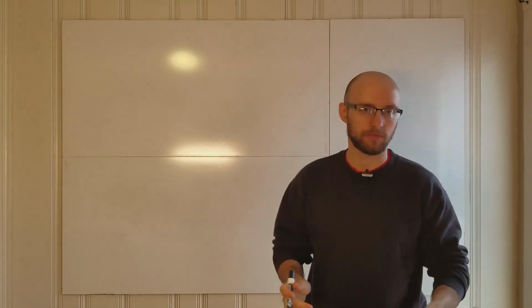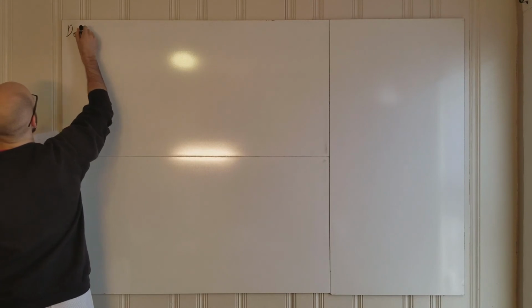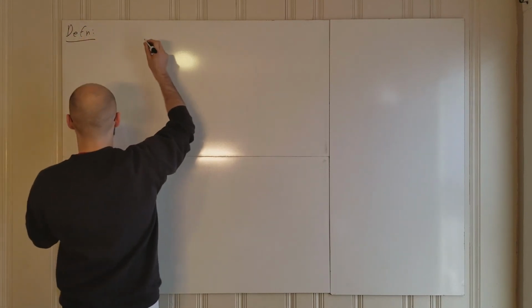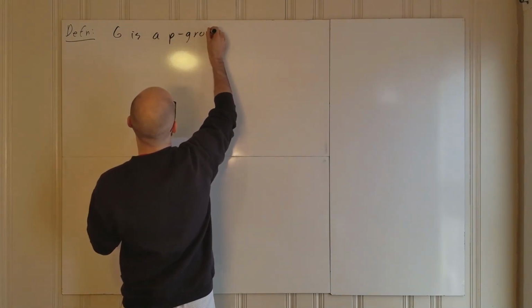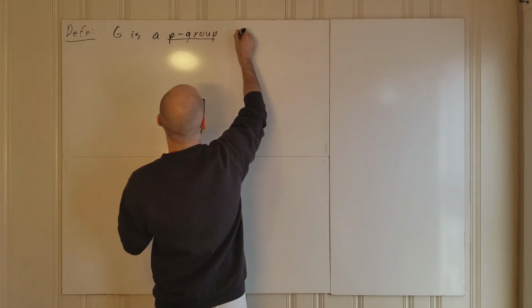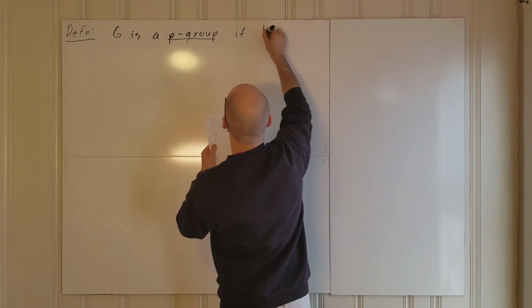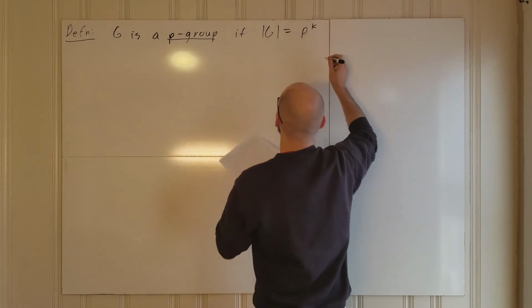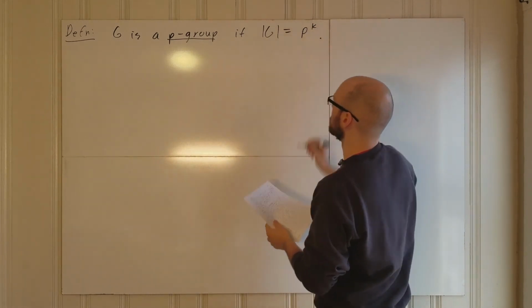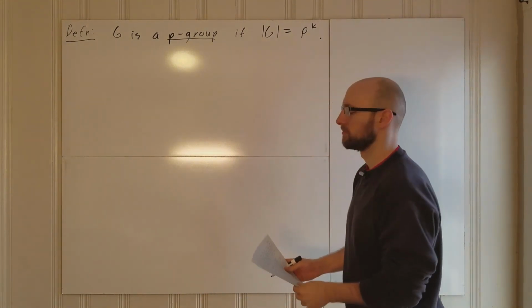Alright, we're going to start getting ready to talk about the Sylow theorems, but before we do that, we're going to have to talk about p-groups. So, what is that? G is a p-group if, obviously G has to be a group, but the important thing about this group is that its order is p to the k for some positive integer k, which is not 0.